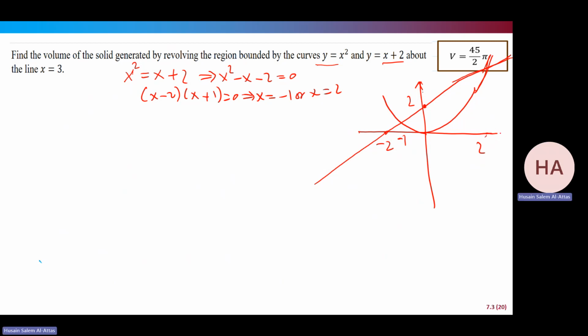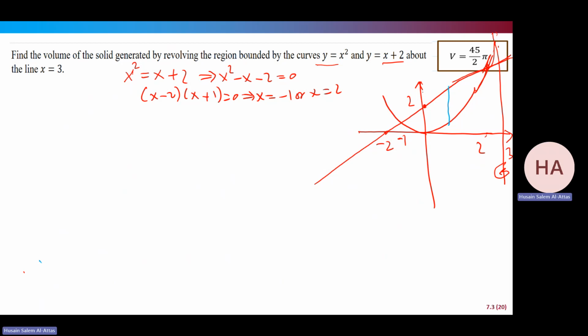And my axis of revolution is somewhere here. This is 2, but this is 3. This is my y-axis of revolution. So it's very clear to me. I think washer will be better. So washer will take the line parallel to the axis of revolution. So I think everything is very clear.